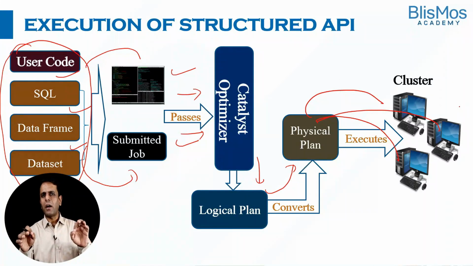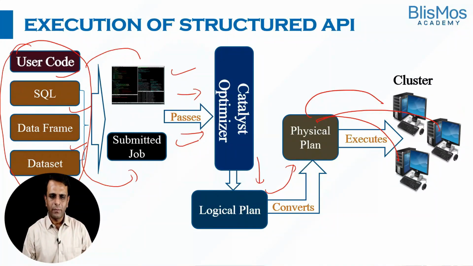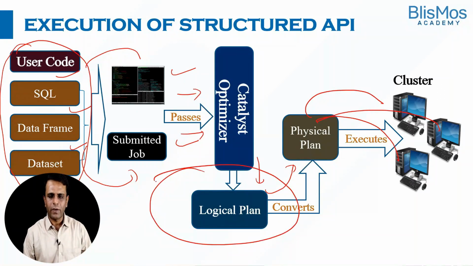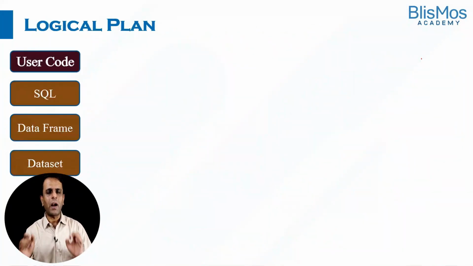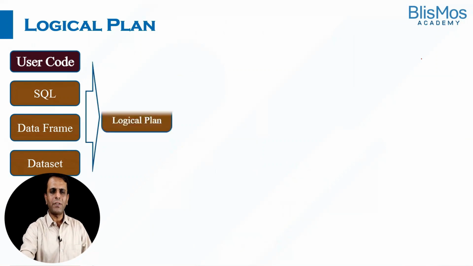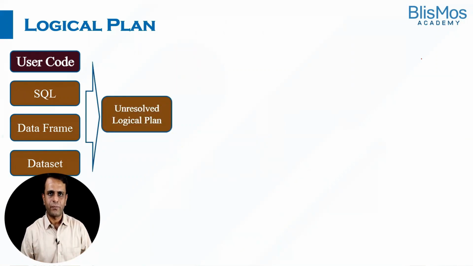Let us try to understand a little bit more in detail. Let us consider this logical phase as phase 1 and this phase as phase 2. Let us drill down a bit more and understand that further. As a part of the logical plan, let us say you have submitted the user code either through SQL, DataFrame or a Dataset. Now what happens is, in the first instance, you have an unresolved logical plan.